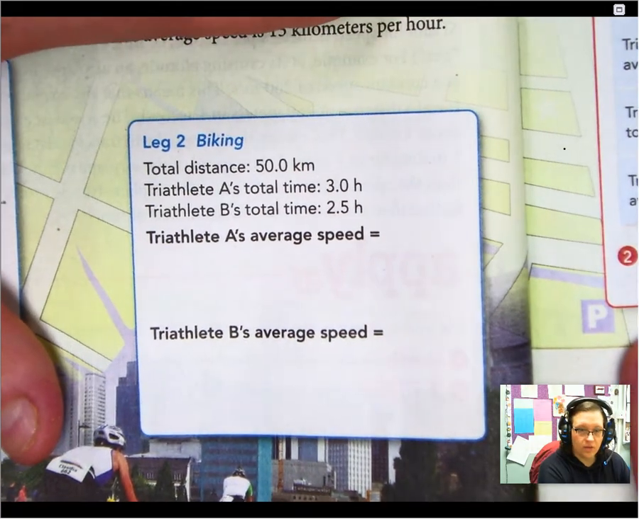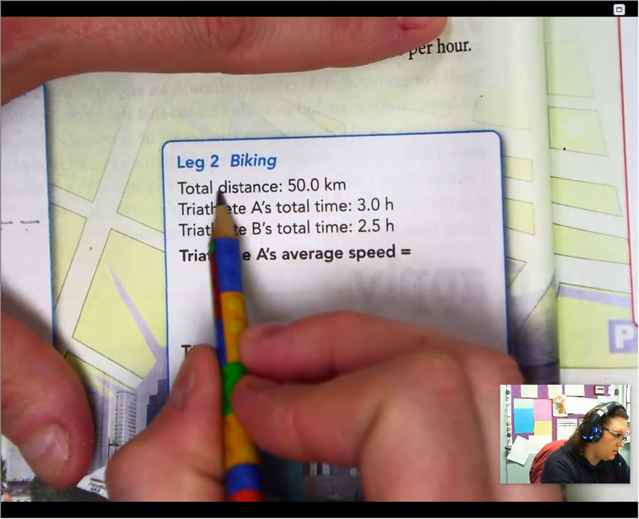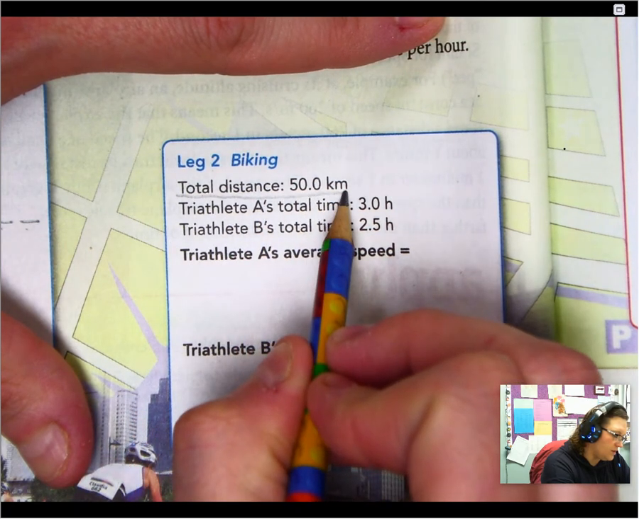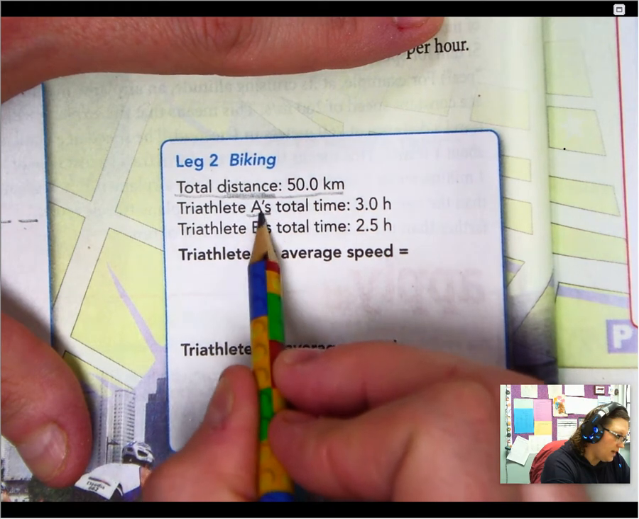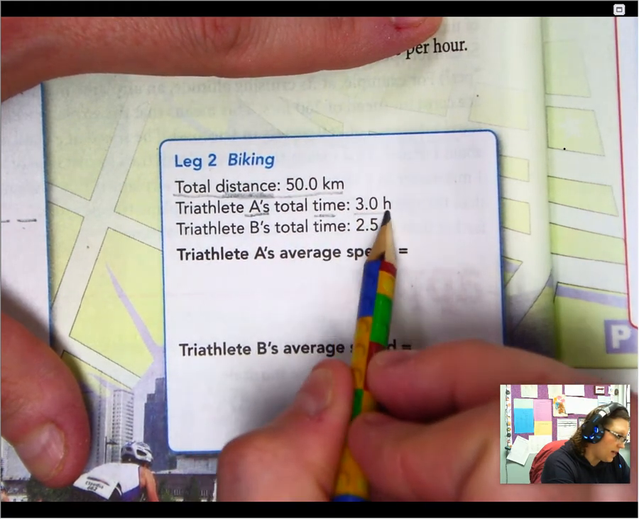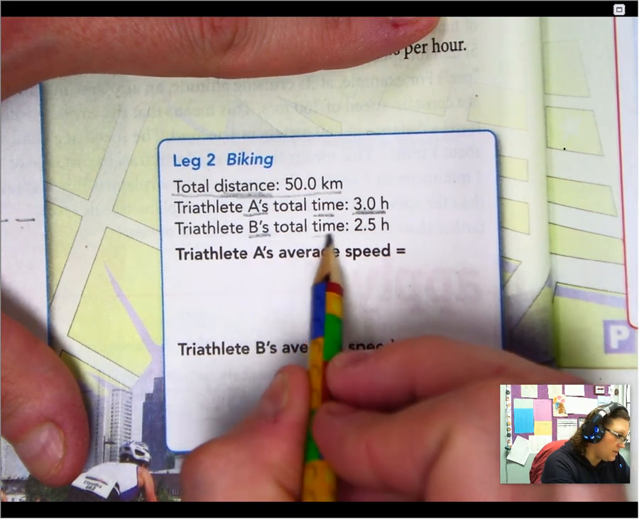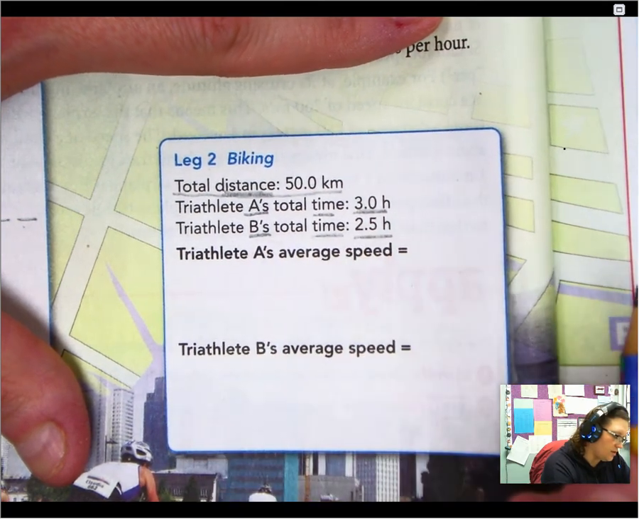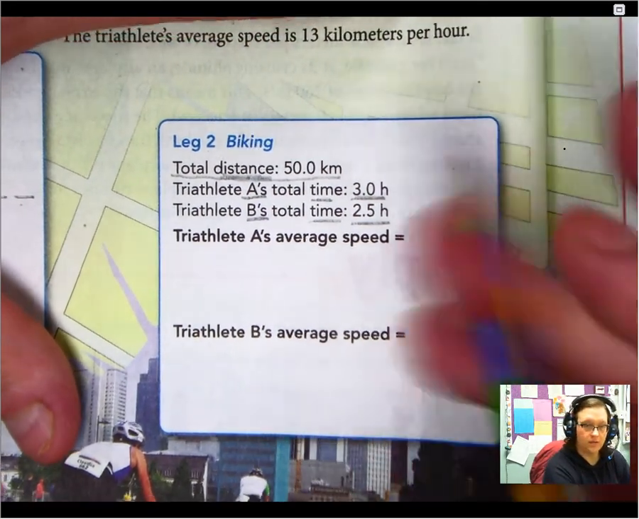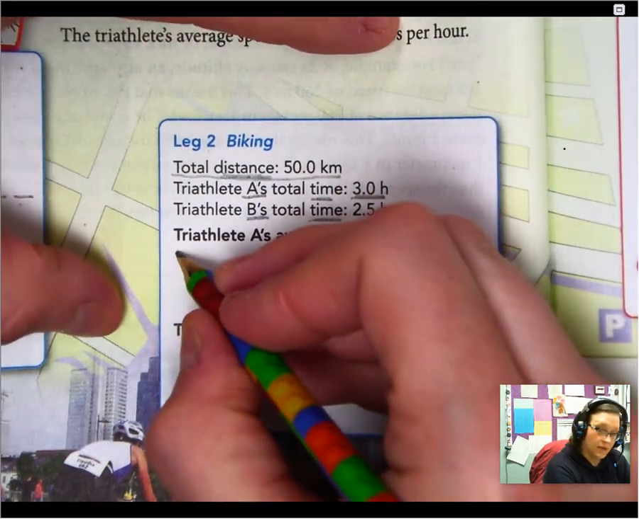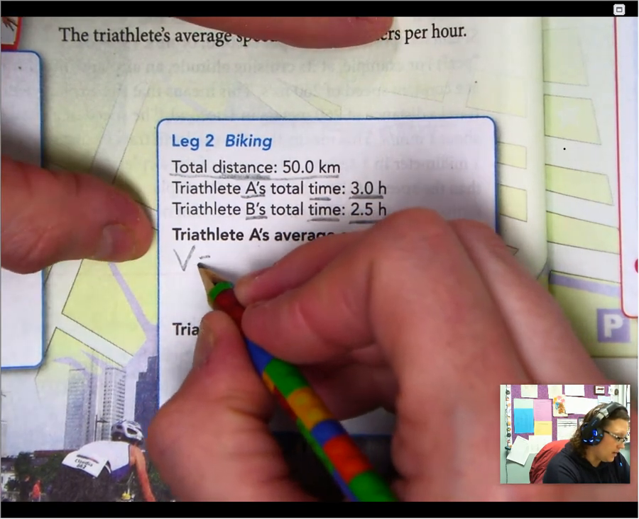All right, leg 2, biking. So here they travel a total of 50 kilometers. That's their distance. Triathlete A's total time takes them 3 hours to go their 50 kilometers. B's total time is 2.5 hours to go that total distance. So again, you need to show your work when you do these problems, and it also helps you know how to plug them into the calculator.